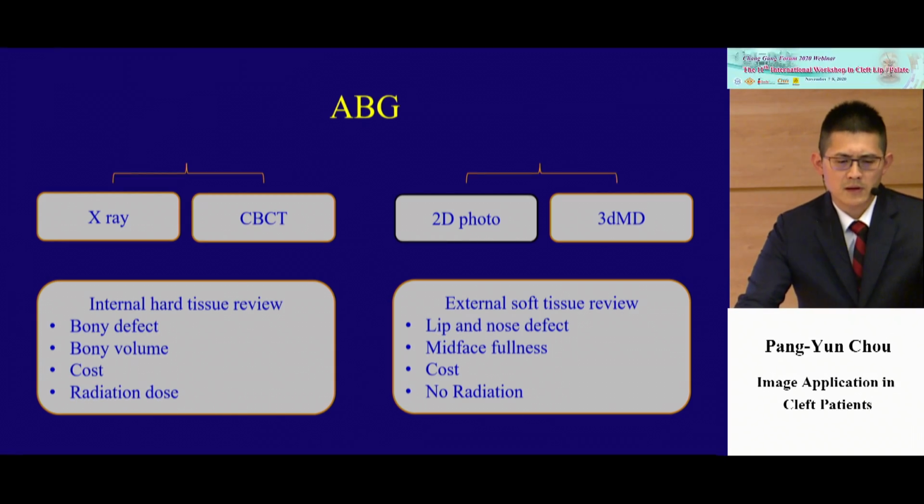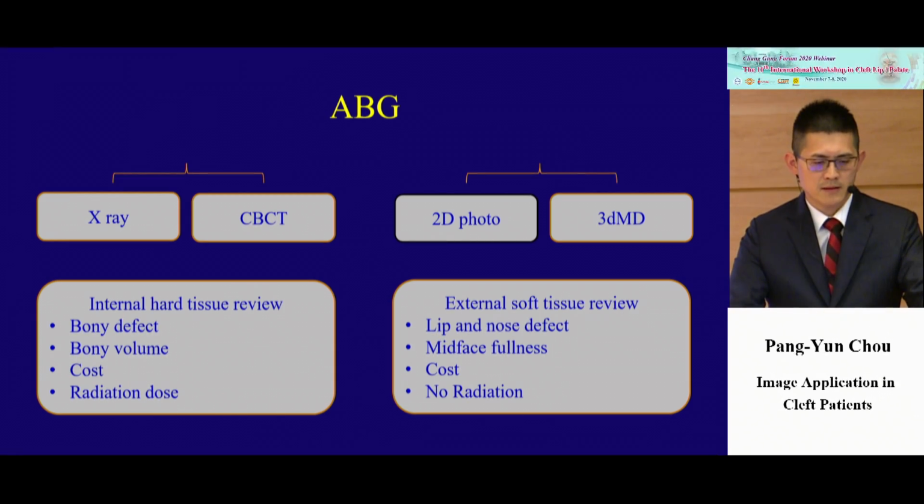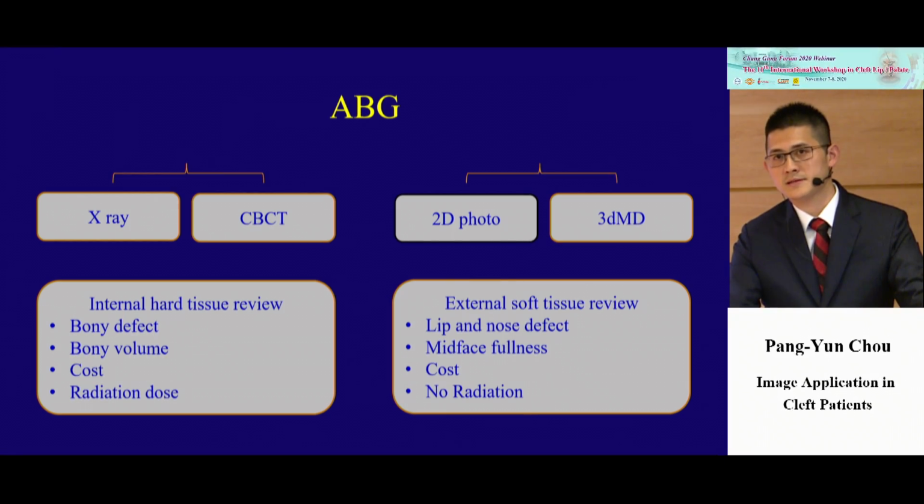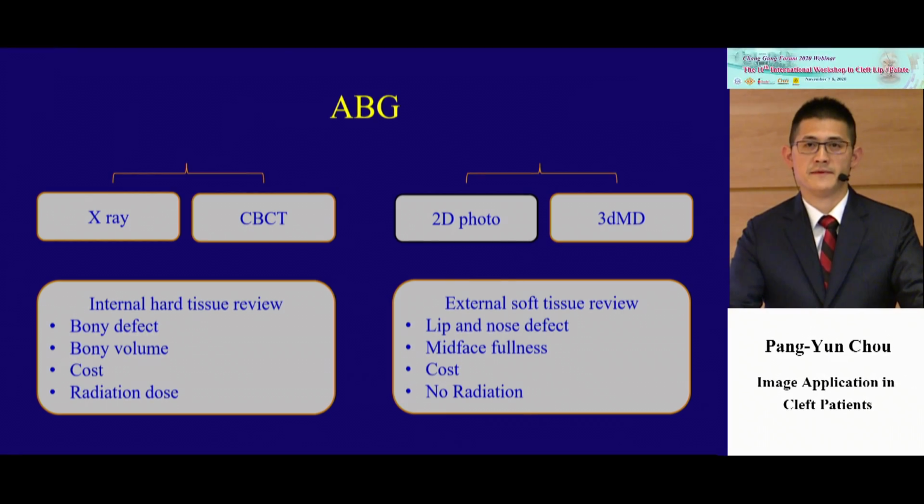So when we deliver a kind of bony material checking, we have to consider some factors. The first one is the bony defect, then the bony volumes, and next is whether it is very expensive or not. I think in certain countries, the cone beam CT is not always available for a baby receiving alveolar bone grafting. And actually, in clinical practice, the cone beam CT is not really necessary for this kind of study.